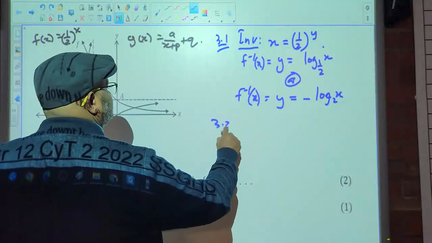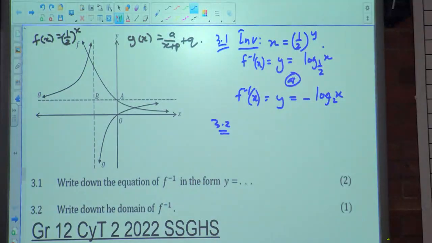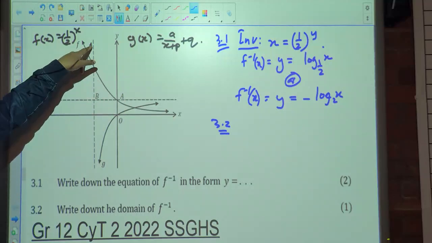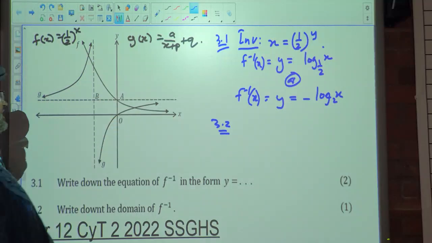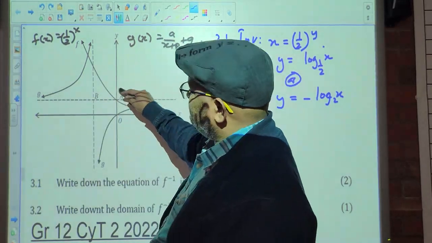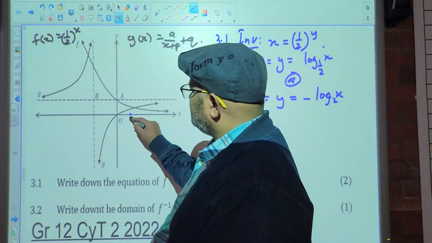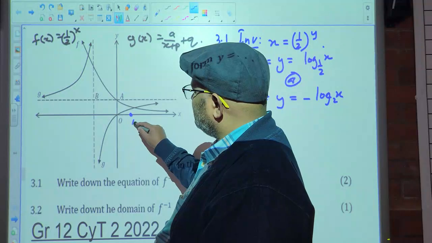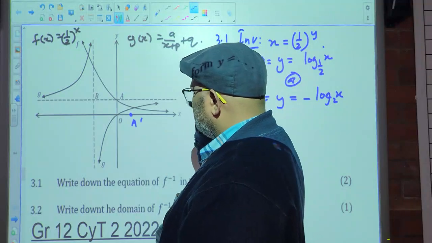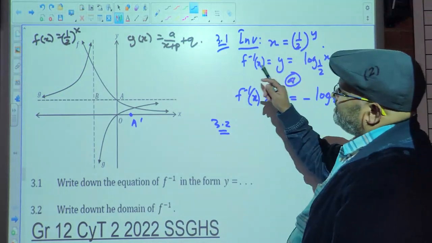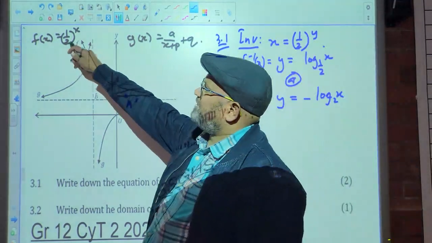3.2. We are asked to write down the domain of the inverse function. If we're looking at f, what is the domain of this function? x is an element of R. Not so? What's your range? y is greater than 0. So if I redraw this graph, we'll take its inverse into account. So that is A dash. So if x is 1, y is half.